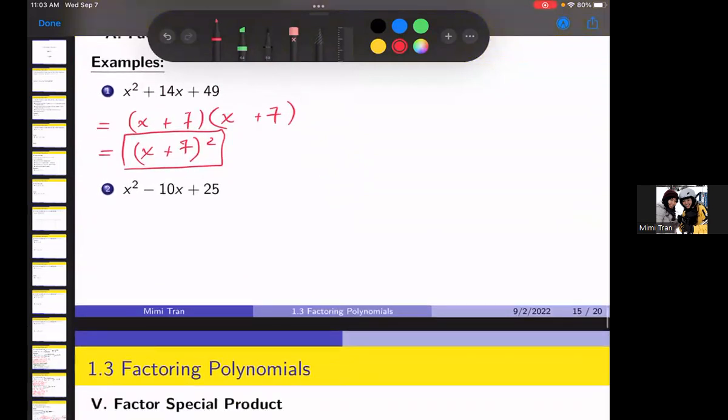Anyone have a second answer? Awesome, thank you. x minus 5, x minus 5. I mean, x minus 5 squared.